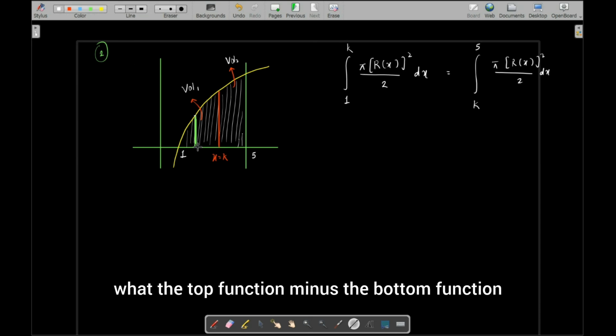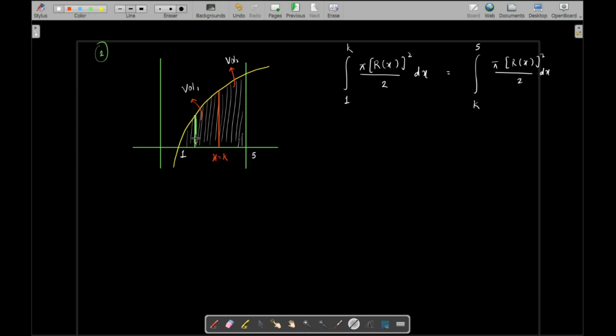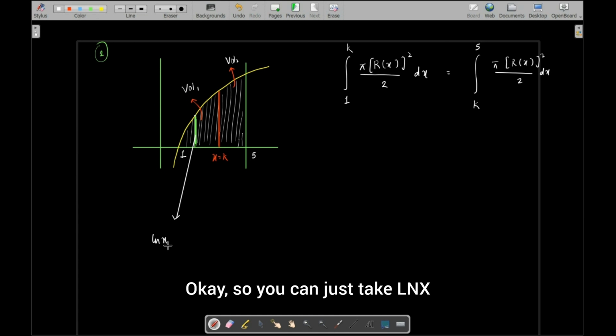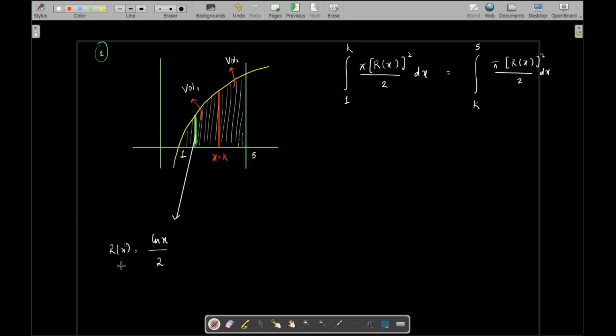The top function minus the bottom function divided by 2. The top function is ln x, and this time the bottom function is just 0. So you can just take ln x, that's the diameter, divided by 2. That's your capital Rx. And it will be the same for this solid as well. Even for this, your capital Rx will be the same.